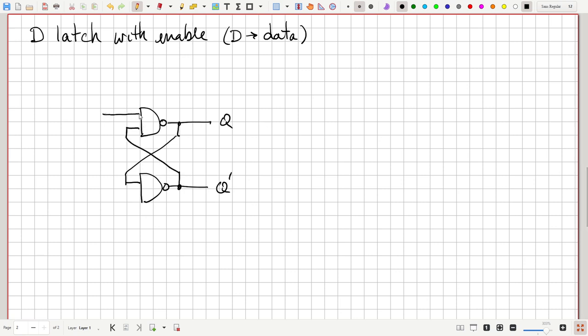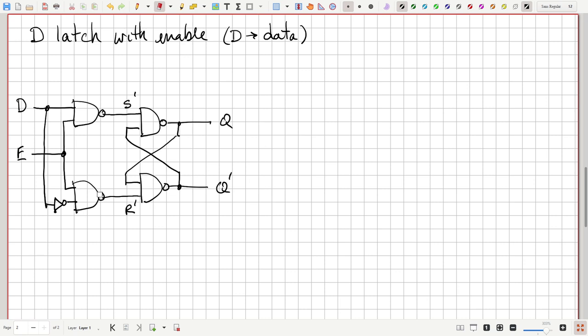And this is our S prime input and our R prime. And those are generated by two additional NAND gates for which one of the inputs is an enable signal, and the other input, for the S prime output, is a D or data signal. And then we take that and invert it to get the input for the R prime output. Okay, so this is our D latch with enable.